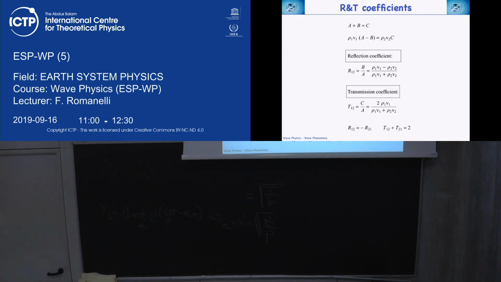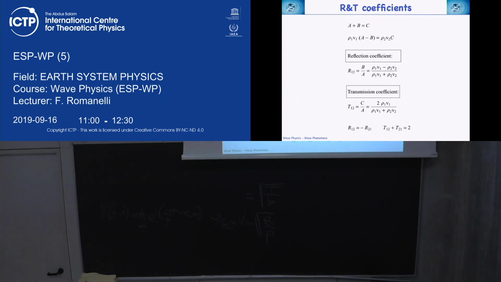But if they are different, part of the energy will be reflected, part of it will be transmitted. And it can be shown, even if we will not go into the algebraic details, that energies are conserved. Now please remember, in this case we have to take care of two energies, potential and kinetic, as usual. We have no damping here.